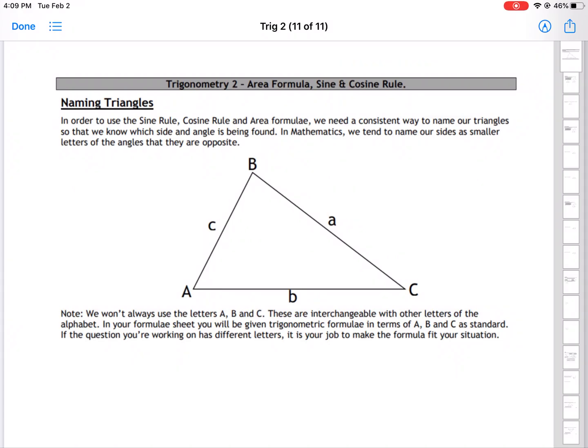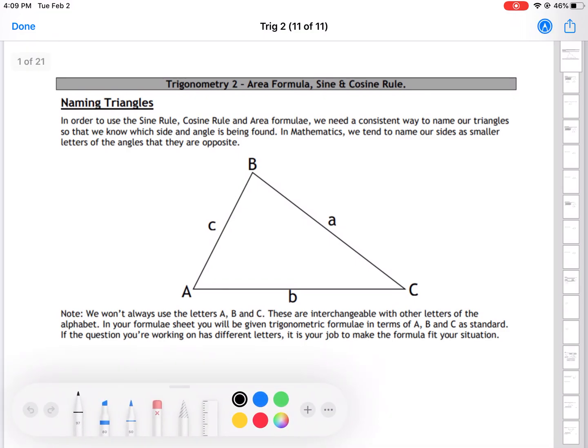Hi everyone, this is a video going through the notes for the Nat 5 Trigonometry 2 section. The good thing about this section is everything that we do is included within your formula sheet. You can see there are three things up the top here, which are the area formula, sine and cosine rule. All three of those are within your formula sheet, so you do not have to remember them all. And the process is the thing that is important here.